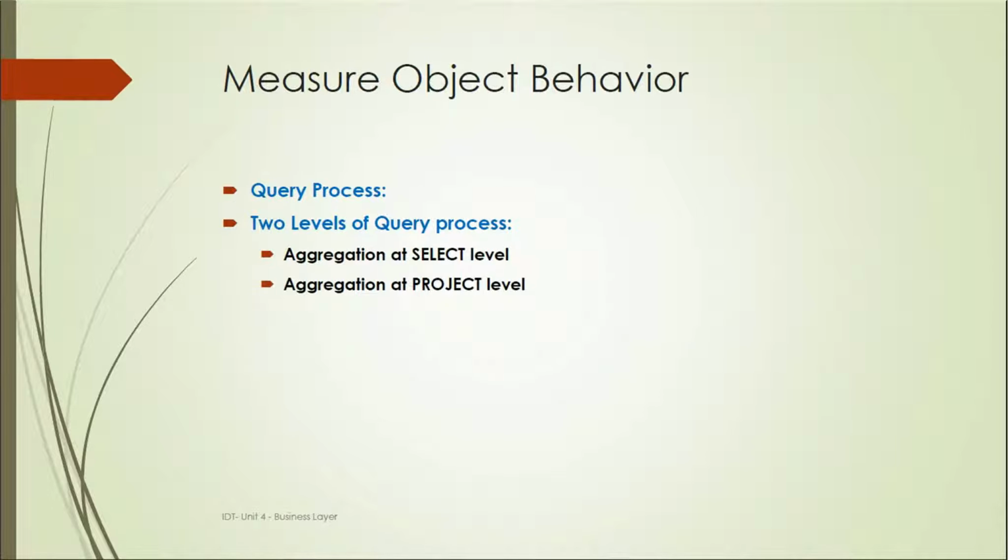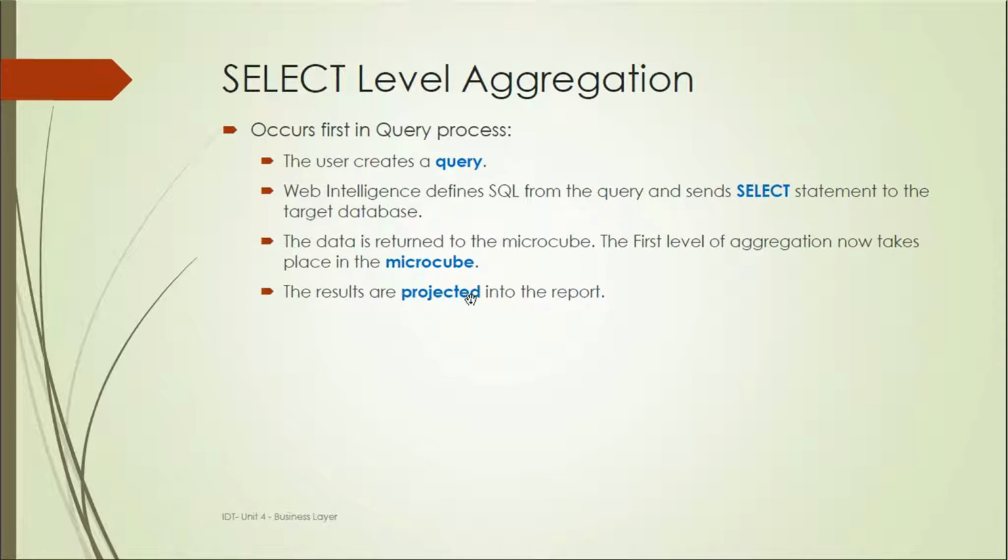Coming to measure object behavior: how it behaves, and how it changes the data when we are doing any measure object querying. First is the query process. There are two levels of query process: aggregation at select level and aggregation at projection level. Select level is whenever a user creates a query, Web Intelligence defines a SQL from the query and sends a select statement to the target database.